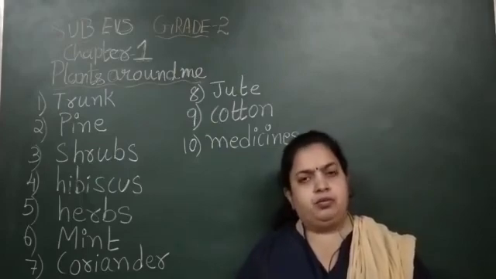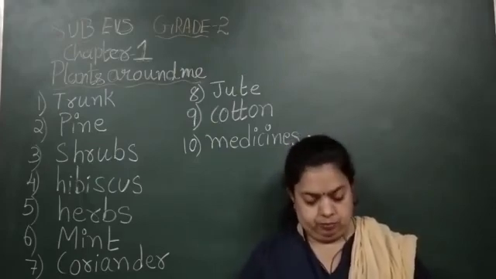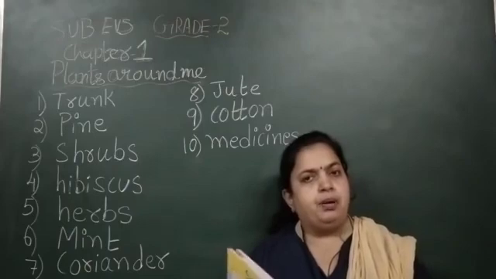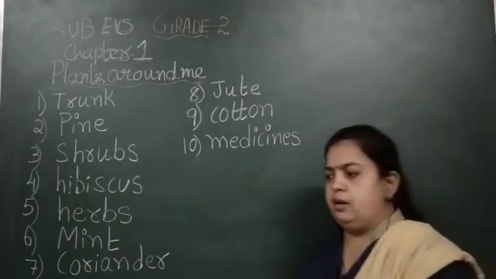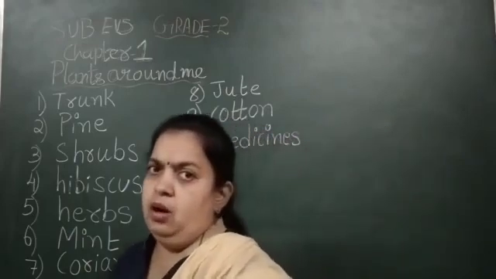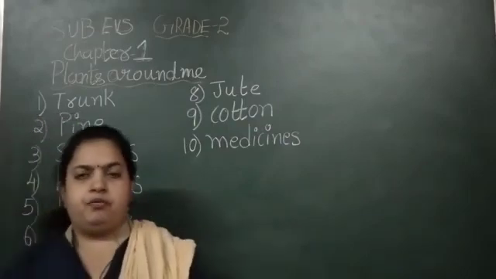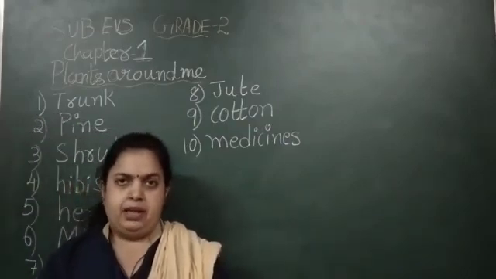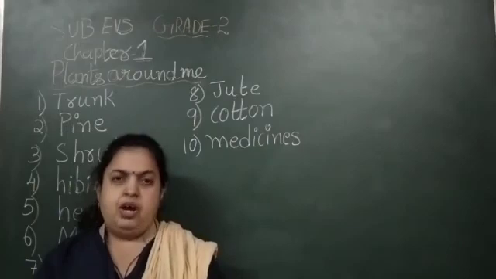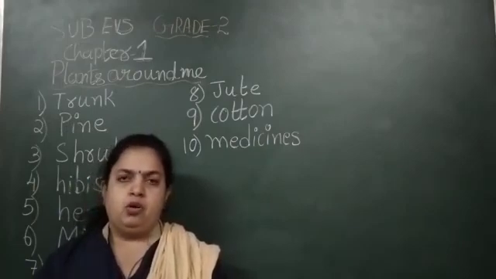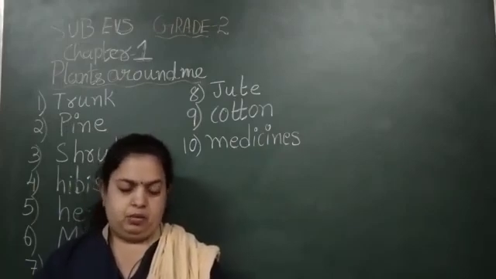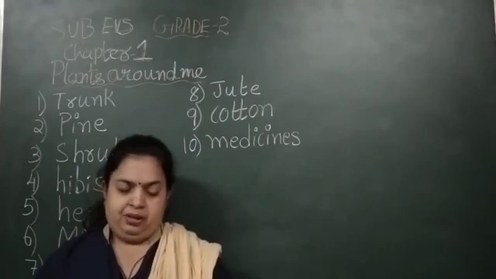And we get food from plants also. We get fiber also. Fiber means cotton and jute. We get cotton and jute from the plant. They are the fibers which are used to make clothes and bags. Okay. Coming to the next page.